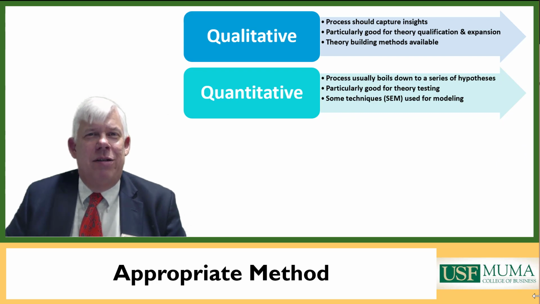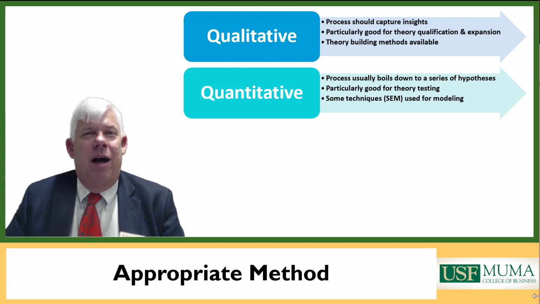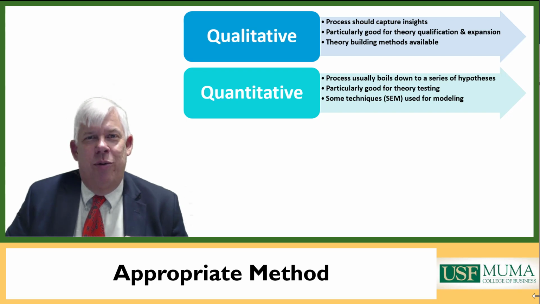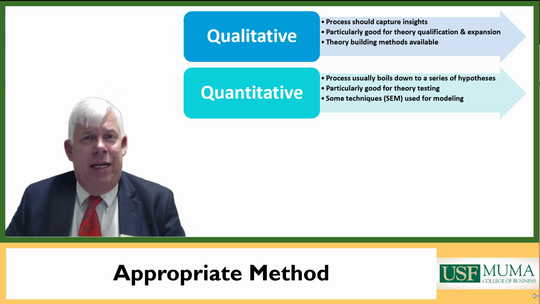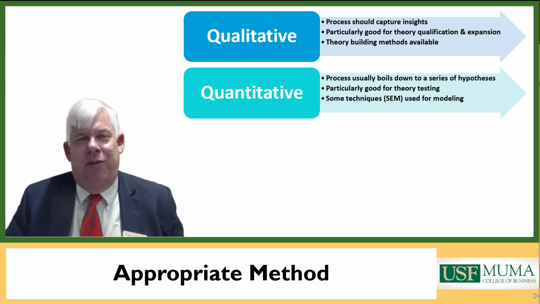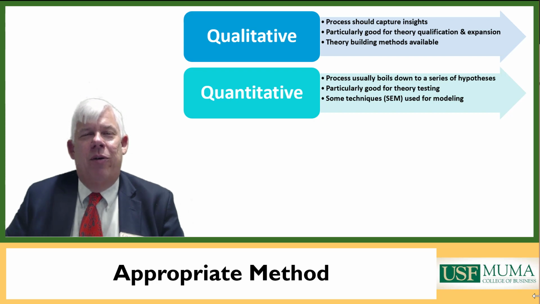Now, quantitative research nearly always requires the creation and testing of hypotheses. Qualitative research sometimes has hypotheses, but a lot of times the research question is enough for qualitative research. Quantitative research, you're almost always going to do some sort of hypothesis testing. Quantitative research is particularly good for theory testing, whether it be through surveys or through analysis of databases or that sort of thing. And there are some techniques, such as structural equation modeling, which can be used to actually create broader models that look more like theory development.